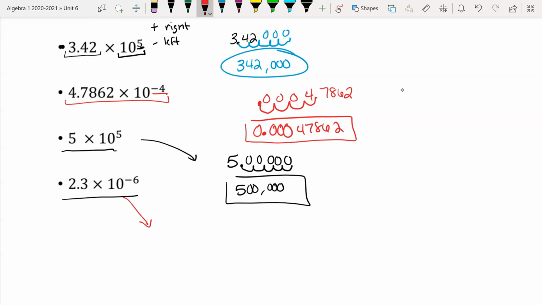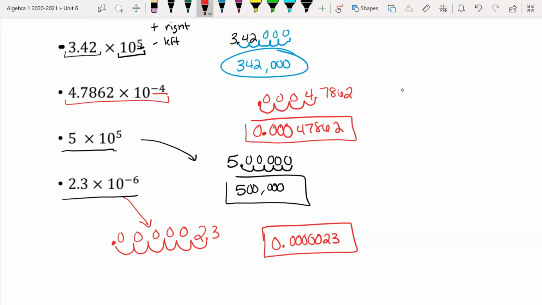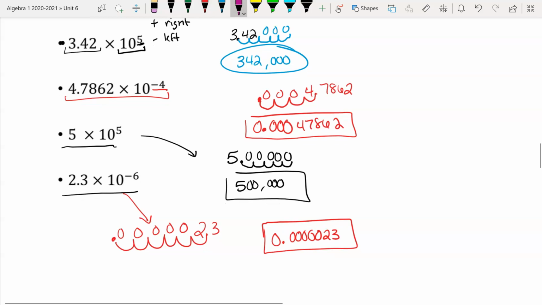Hopefully you paused the video and you tried this last one as well. You should have got 0.00002 3, which should be 5 zeros and then 2, 3. All right, so that's taking it from scientific notation to standard form.